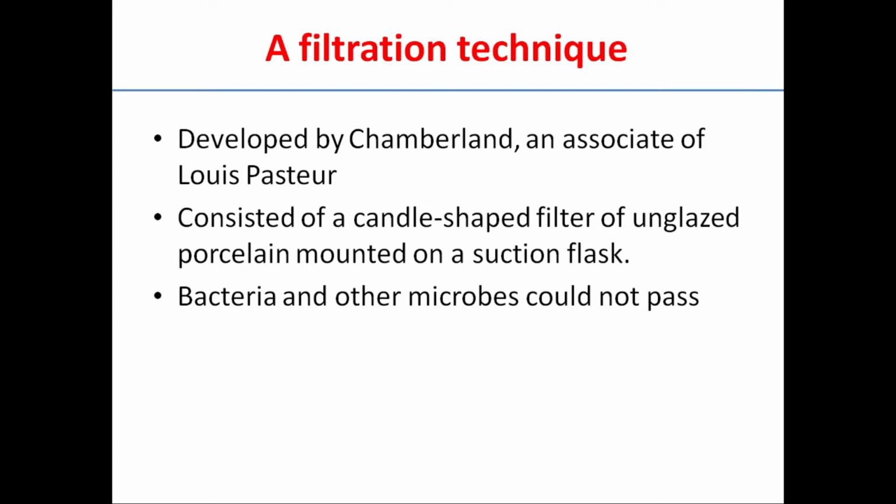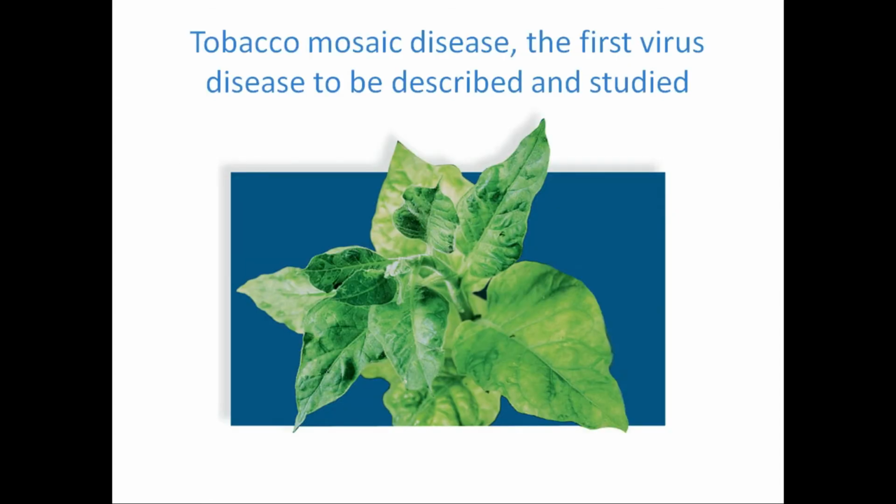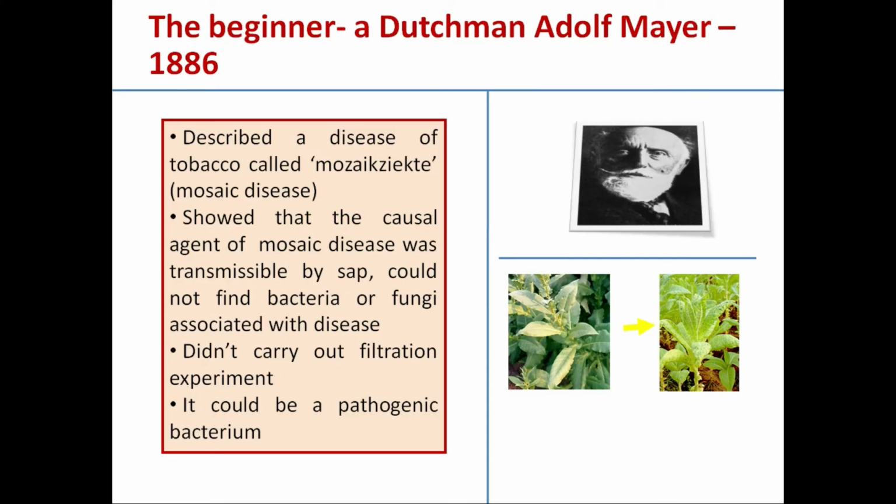So this technique, which was there during the later part of the 19th century, was a valuable technique for virus research. Tobacco mosaic disease was the first virus disease to be described and studied. And who studied that? It is him, a Dutchman, Adolf Mayer, in the year 1886. He was practically the beginner of the study of plant viruses.